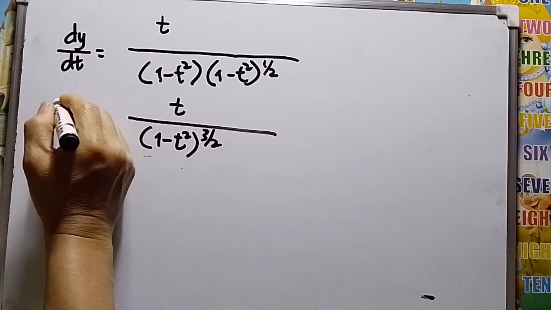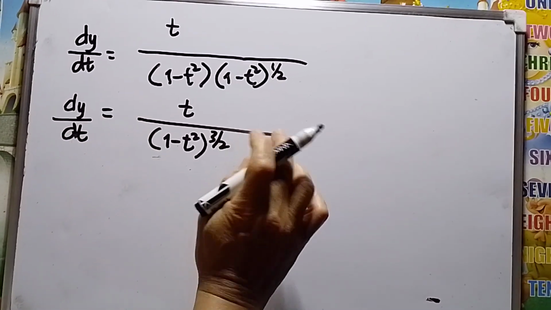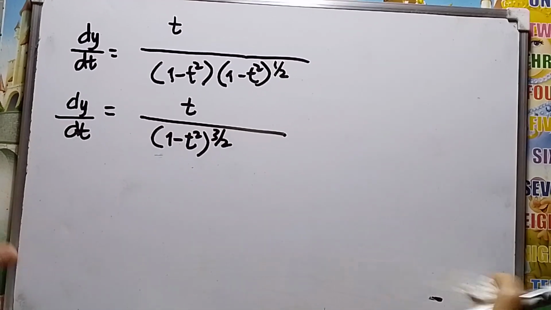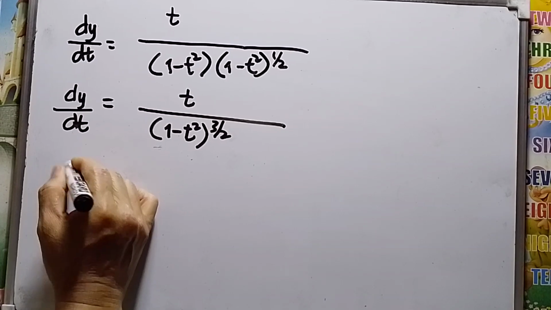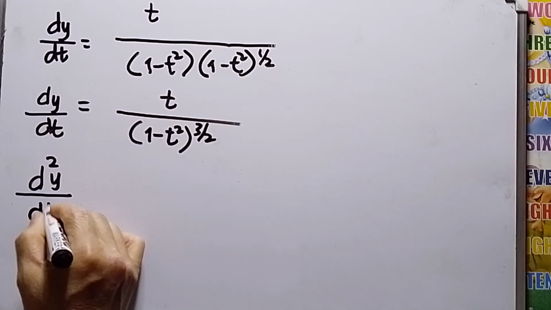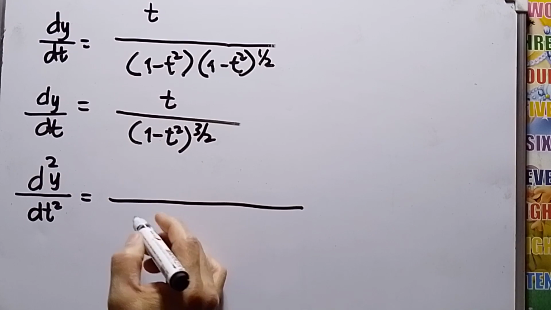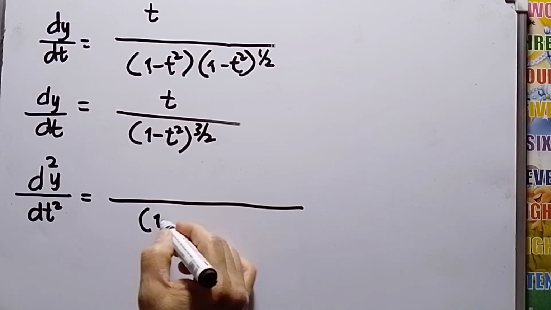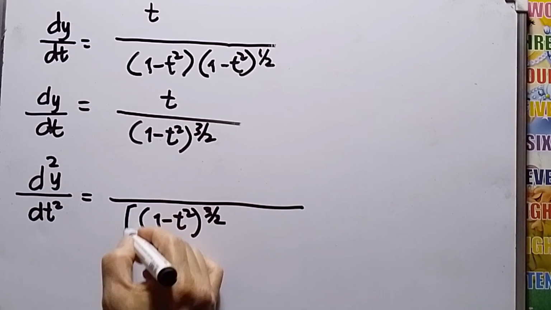So this is my first derivative, dy over dt. Then, let's proceed to the second derivative, d2y over dt squared. This is now the second derivative. So again, I need to square my denominator. So this will be 1 minus t squared raised to 3 over 2 squared.